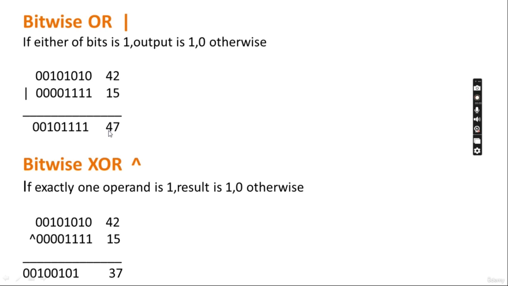Then bitwise XOR. If exactly one operand is 1, then the result is 1, otherwise it is 0. So only when exactly one operand is 1 does it return 1. So the binary representation of 42 bitwise XOR the binary representation of 15 will give me the binary representation of 37. That is 00100101.